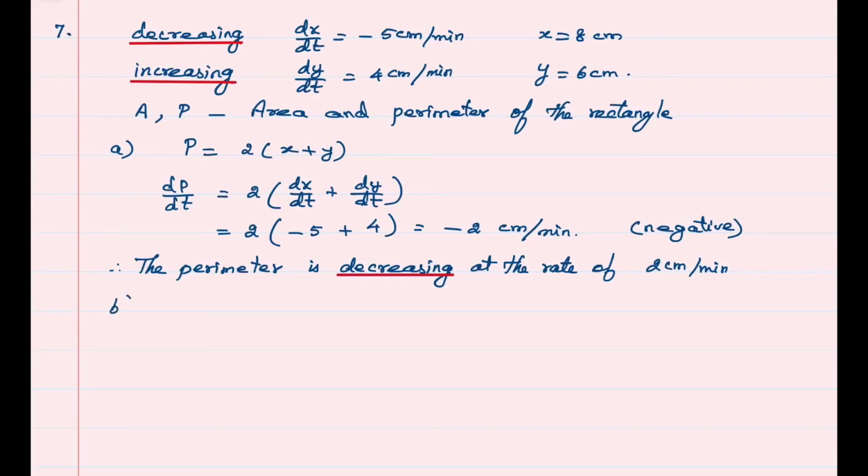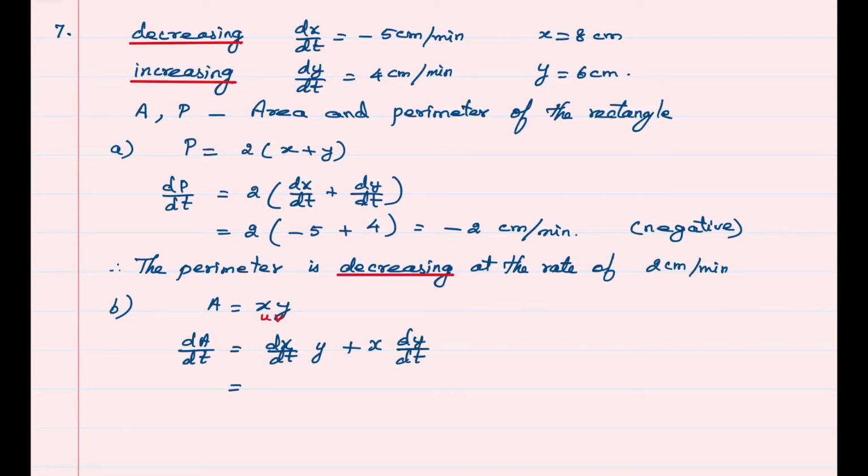Now the second subdivision, we have to find the rate of change of area of the rectangle. Area of the rectangle is length into breadth. Let us differentiate both sides with respect to time t. dA by dt is equal to, we will use product rule here, dx by dt into y plus x into dy by dt.